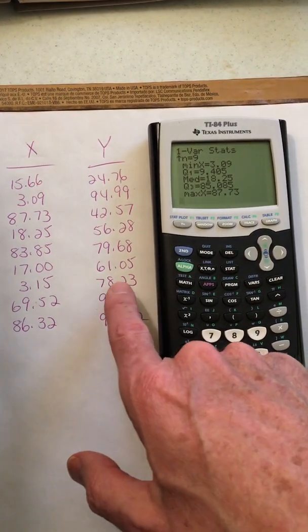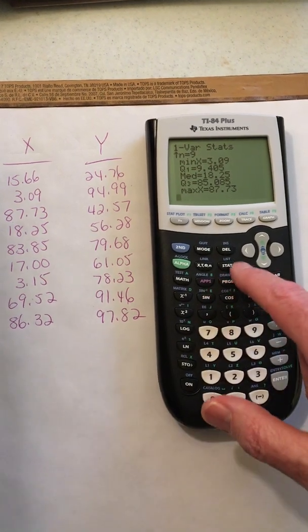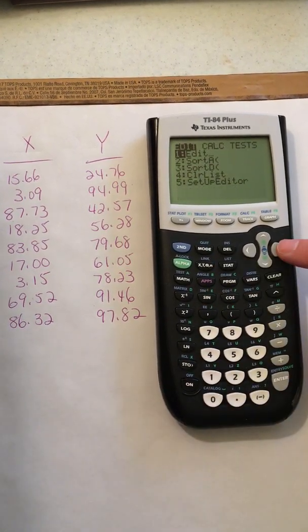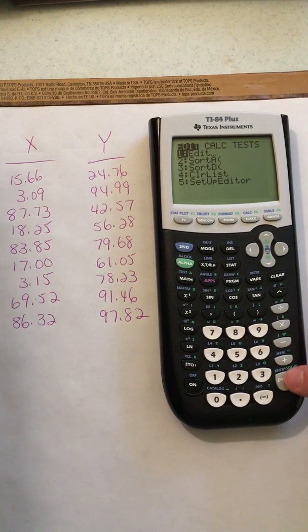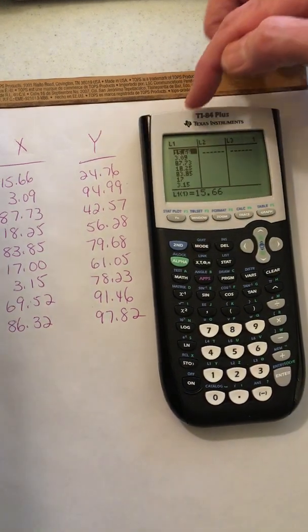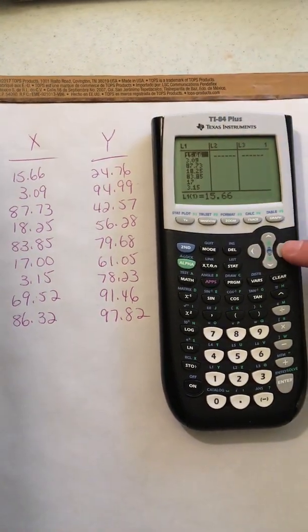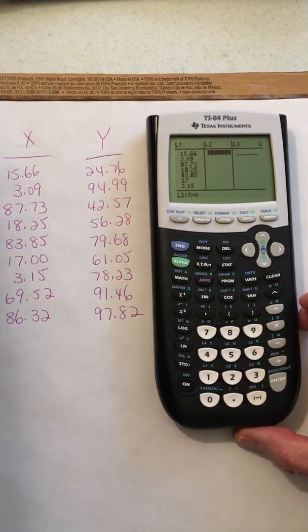If I want to also compute statistics for the other list, I can go back to the Stat menu and hit Enter again to go back to my spreadsheet, and cursor over to the second column, List 2, and enter the values there.